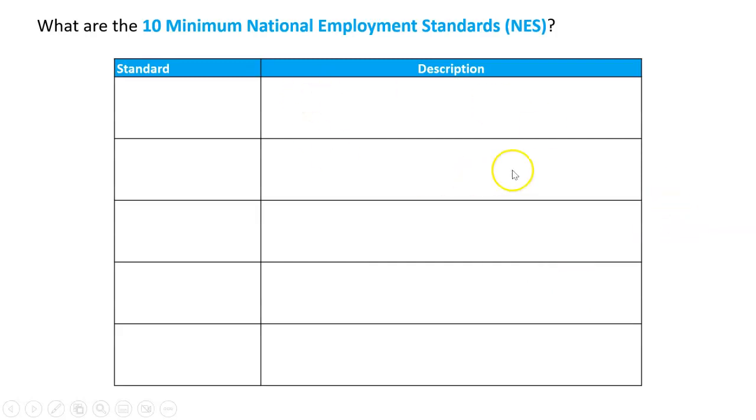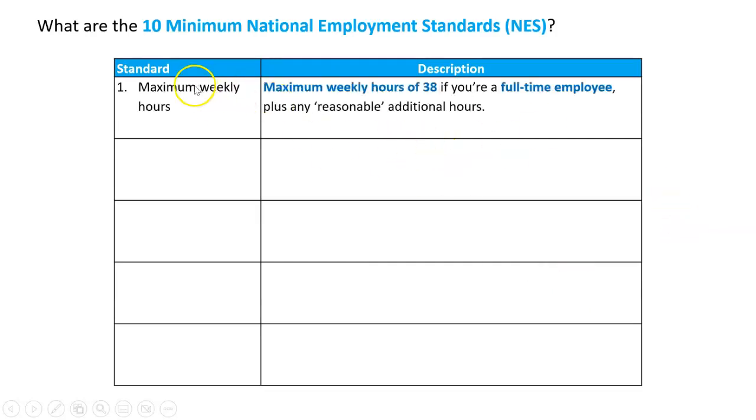But just for background, what are some of the standards? Well, they are: 1, maximum weekly hours. In Australia, it's a maximum weekly hours of 38 if you're a full-time employee, plus any reasonable additional hours. This is where disputes come in because it just says reasonable. What's reasonable? Some people work 70 hours a week. Is that reasonable? And is it different by industry? That's where people go to court and very smart and high-paid lawyers argue the definition of reasonable. But technically, in Australia, maximum weekly hours are 38.